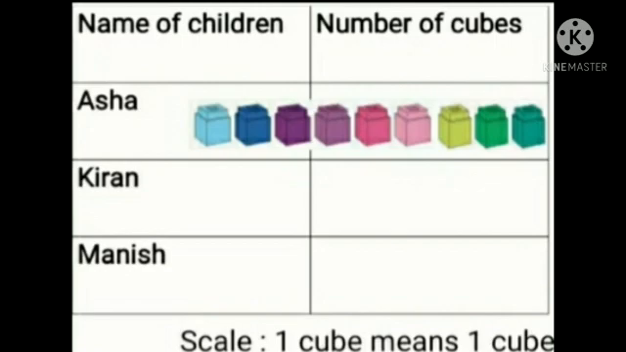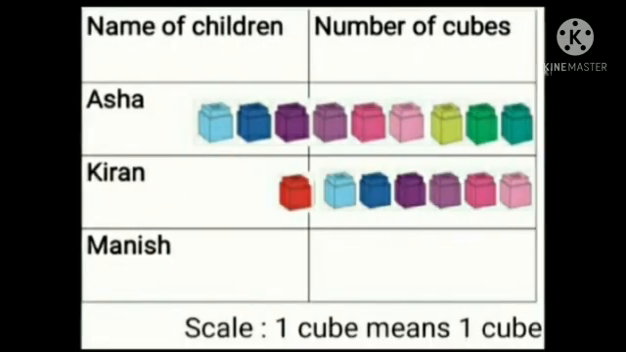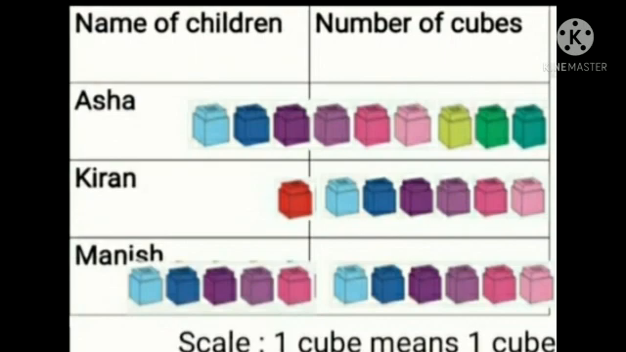Kiran is having 7 cubes. So 7 divided by 1 gives you 7. So 7 cubes of pictures we are going to show in front of Kiran. Manish is having 11 cubes. So 11 divided by 1 gives you 11. So 11 pictures of cubes we are going to show in front of Manish.